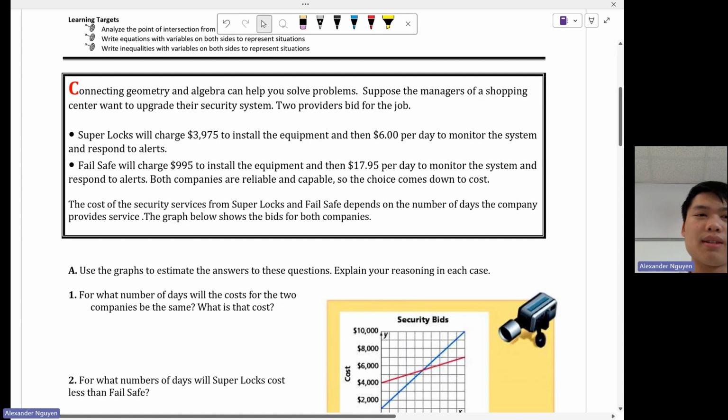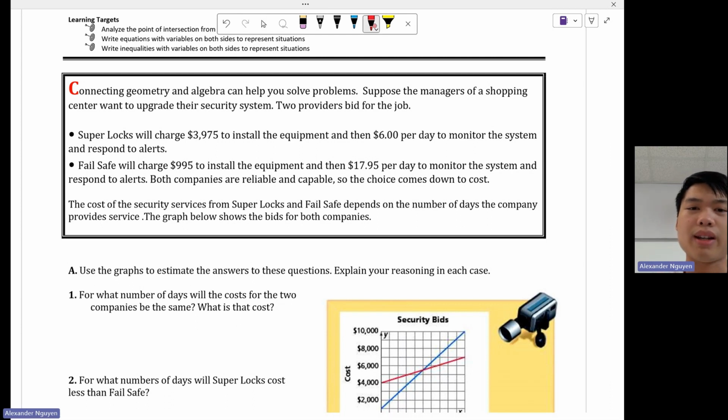Suppose the managers of a shopping center want to upgrade their security system. Two providers bid for the job. Okay, so the first one is called Super Locks. They're going to charge $3,975 to install the equipment, and then $6 per day, remember that keyword per, to monitor the system and respond to alerts. Okay, so installing the equipment, that's a one-time thing, but $6 per day, we know that that's going to depend on how many days we're going to monitor the system, meaning that our X is going to go along with that 6.